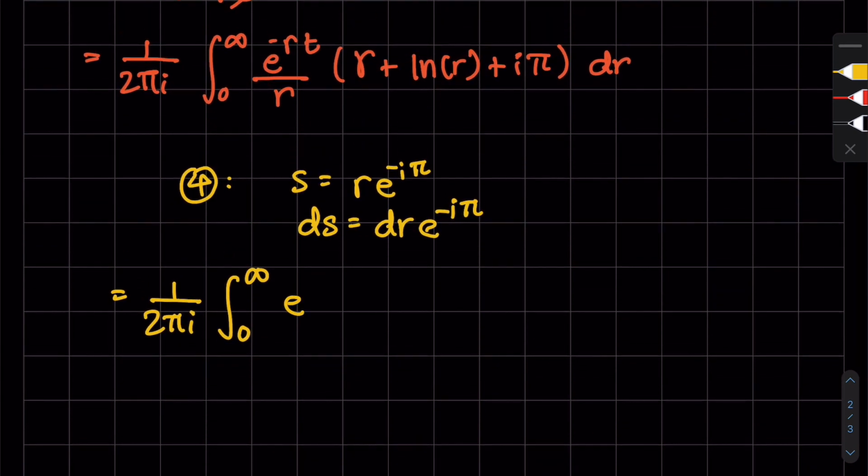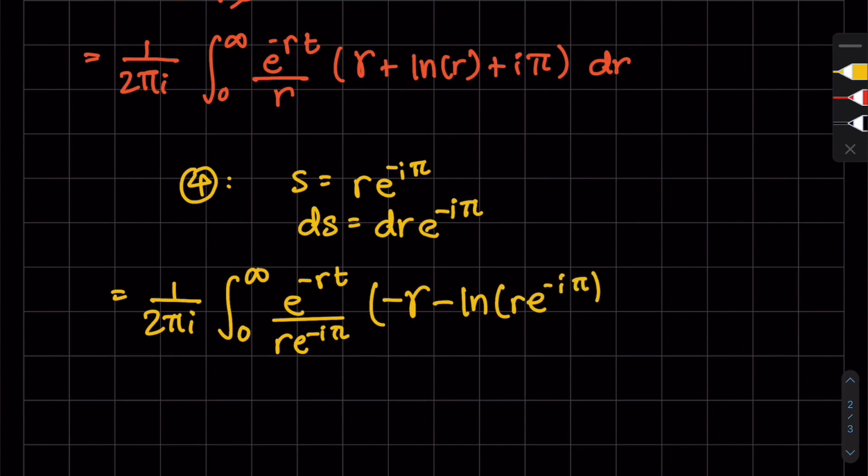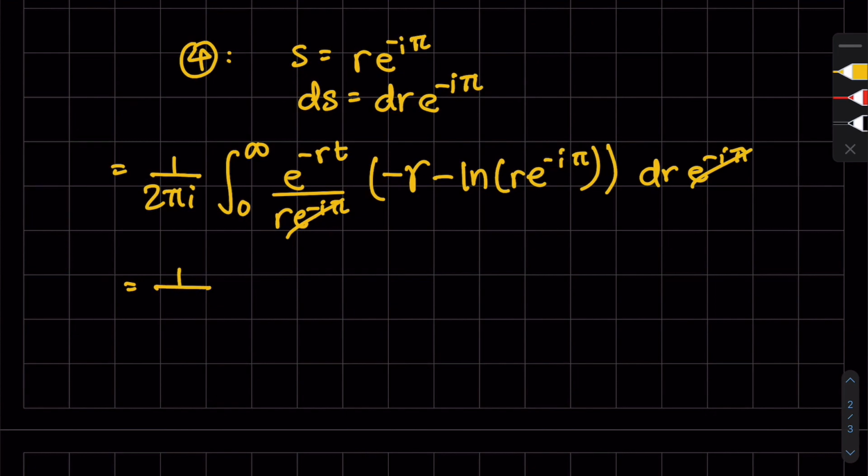We'll have e to the minus rt, because e to the minus I pi is also minus 1, and exponential itself is not multi-valued, so that we won't have problems there. R e to the minus I pi minus Euler-Mascheroni minus natural log of r e to the minus I pi, and then dr e to the minus I pi, which cancels out with the denominator, leaving us with pretty much everything else is the same. Nothing really changes. Minus Euler-Mascheroni, minus natural log of r, and now minus of minus I pi.